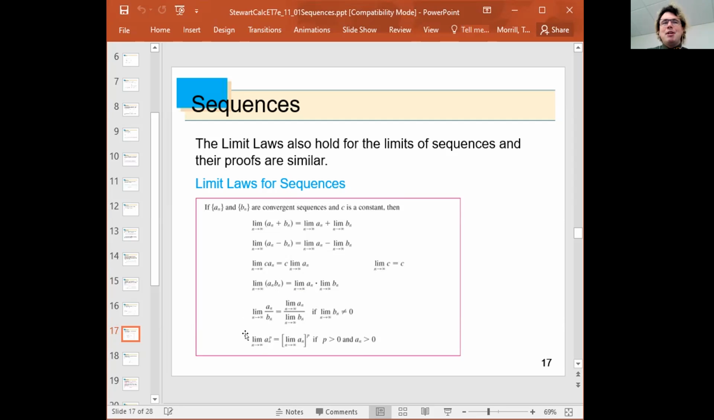And finally, the limit of a sequence where I've taken this to a power is going to be equal to the limit of the sequence by itself, and then whatever that limiting value is, we raise it to a power. And this rule actually has two caveats, just like it did in Calculus 1. The power has to be positive, and my terms here also have to be positive, just to make sure we don't run into any trouble with square roots of negative numbers and that kind of business.